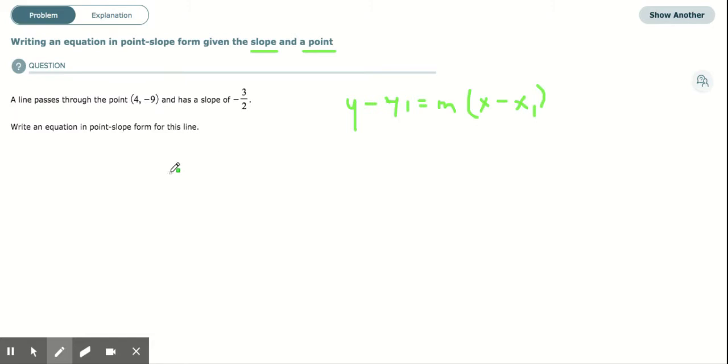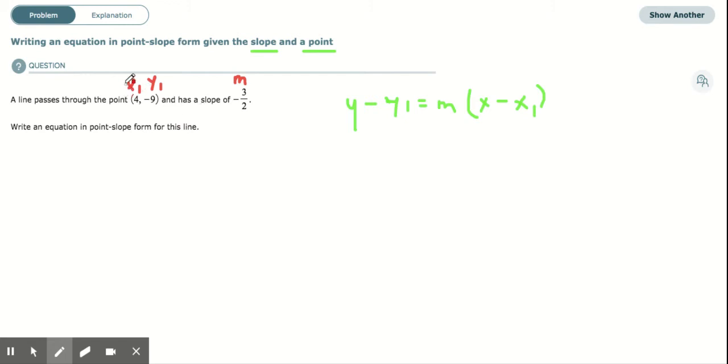And honestly, this is just substituting in the right thing in the right place. So our x1, our x sub 1, is the first value of our point. And the y sub 1, y1, is the second value in the ordered pair. And then the slope is -3/2, so that's our m. So write an equation in point-slope form for this line.